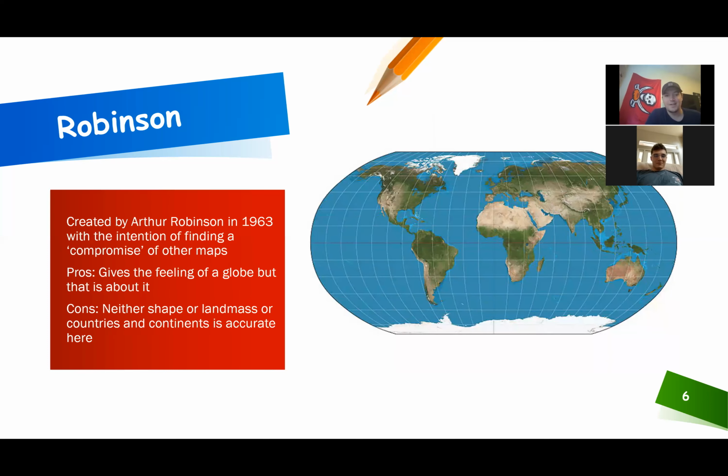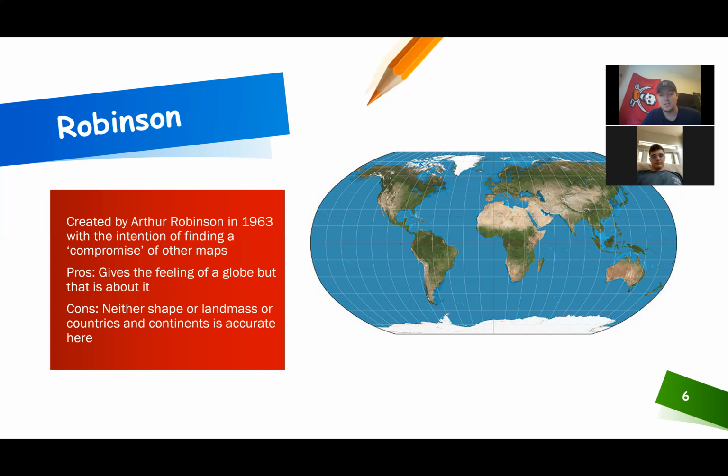Okay. Next we have the Robinson map. This map is known as a compromise. It shows neither the shape or landmass of countries correctly, actually. Arthur Robinson developed it in 1963 using a more visual trial and error development. A quote from him was actually, "I visualized the best looking shapes and sizes."